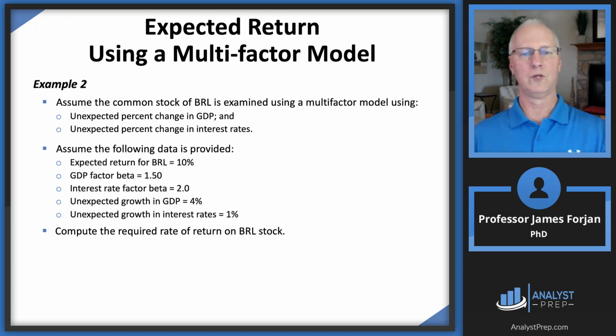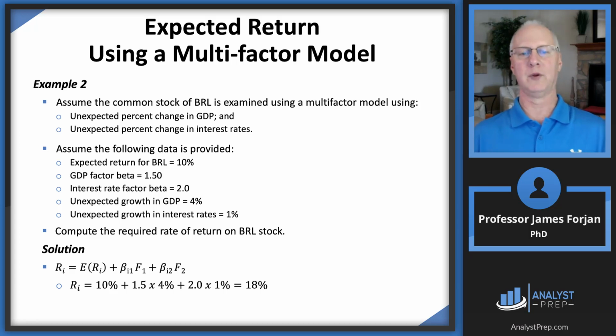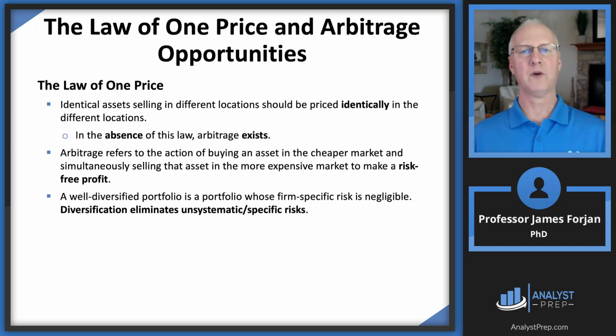So we'll use that same 4% in GDP, and then we'll do 1%. So if we compute that return, we'll just do some simple math here. And so if this two-factor model is more appropriate to the common stock of BRL than the one-factor model, then we should have gotten 18% out of that. All right, let's move on to arbitrage.